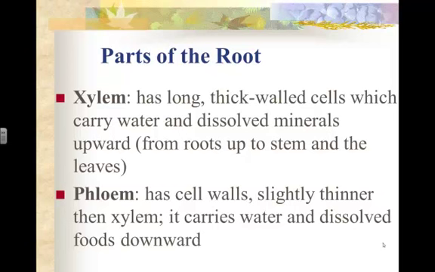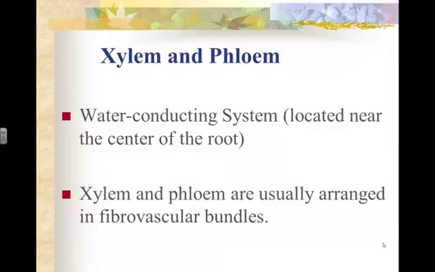up the plant. Phloem, those cell walls are slightly thinner. They're carrying the water and the dissolved food or glucose down to the roots, because the roots do not have the ability to make their own food by photosynthesis. They don't have chlorophyll. So the water conducting system in a root is found in the center. It's smack dab in the center. That's where you would look when you're looking on a slide: smack dab in the center for the water conducting system, for the fibrovascular bundle, for the xylem and the phloem.